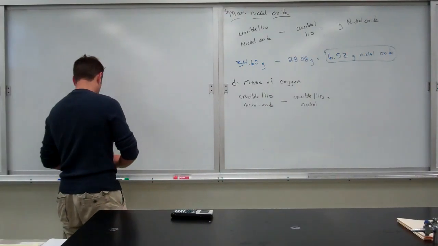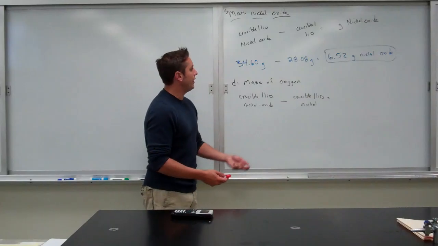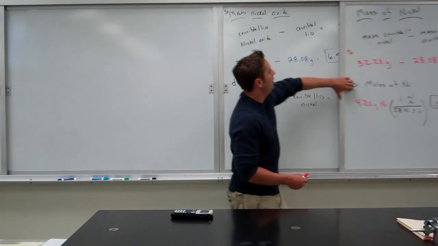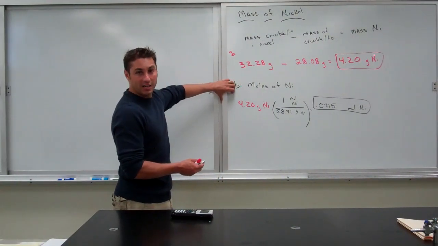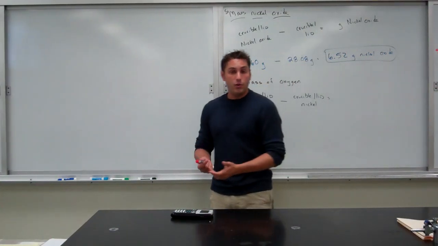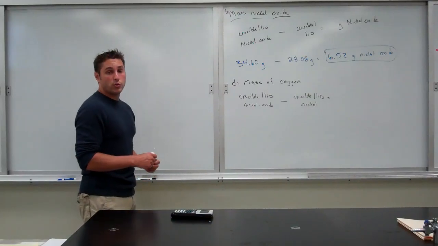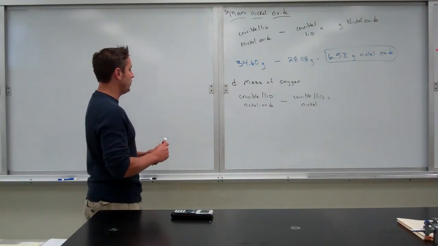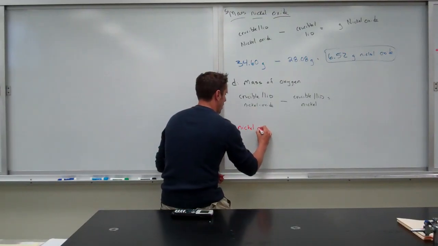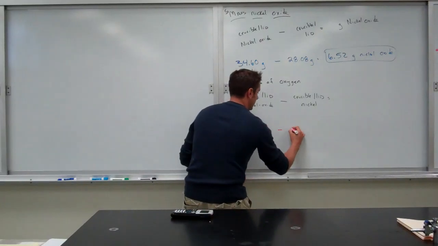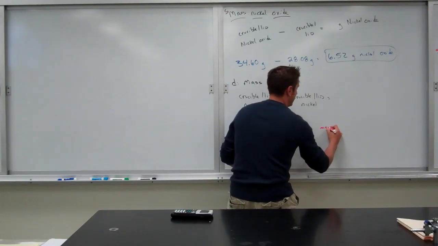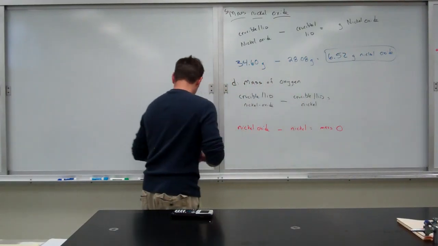The second way to do it would be to eliminate the crucible and the lid. Right here, you have just the mass of the nickel oxide. Right here, you have just the mass of the nickel. Well, the difference between those is also oxygen. So I'm going to list two separate ways that you can get yourself to the oxygen, and you can choose which one makes the most sense to you. I'll never force you to solve a problem one way. So here, we'll just take the nickel oxide minus the nickel, and that will be the mass of oxygen.